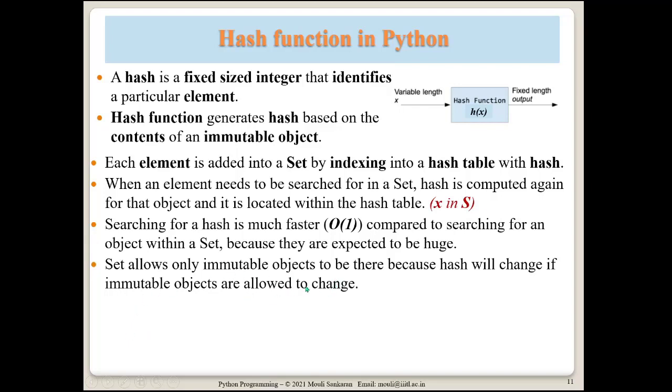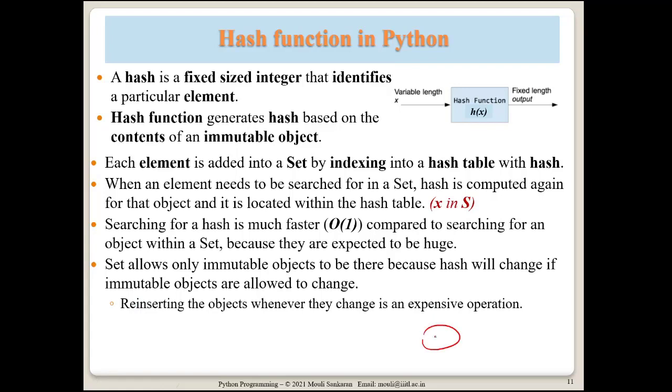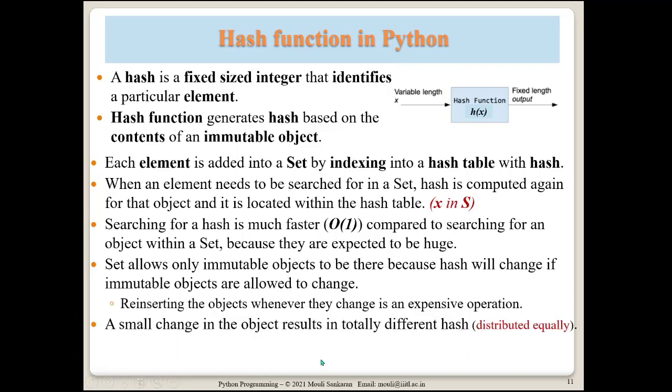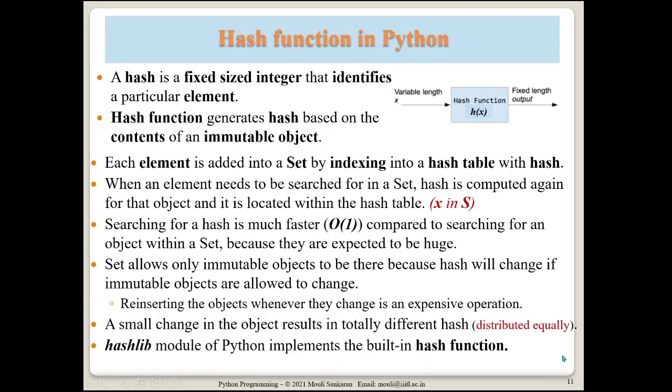So a set allows only immutable objects to be there, because the hash will change if mutable objects are allowed to change. Reinserting the object whenever they change is an expensive operation. If you are changing the object, then you need to remove it from the hash table, compute the hash function again, and then add it. That's why only immutable objects are allowed within a set. And then a small change should be distributed equally so that it doesn't have a collision. The hashlib module of Python implements it.